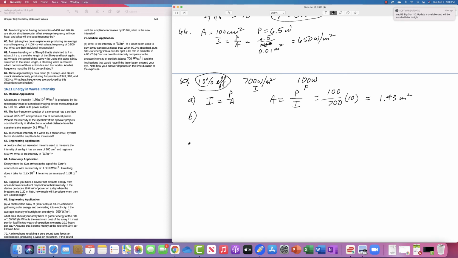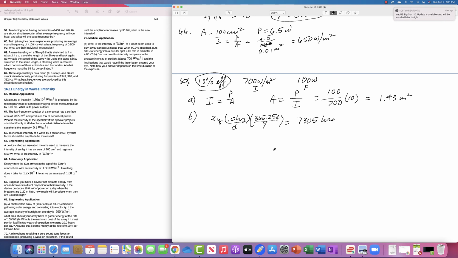Now the second part of this problem states, what is the maximum cost of the array if it must pay for itself in 2 years, averaging 10 hours a day? Okay, so 2 years, 10 hours a day. There are 365 days in a year, and you're going to do measuring in kilowatt hours, so you're going to stop right there. So if you start with that and multiply it out, you get 7,305 hours.